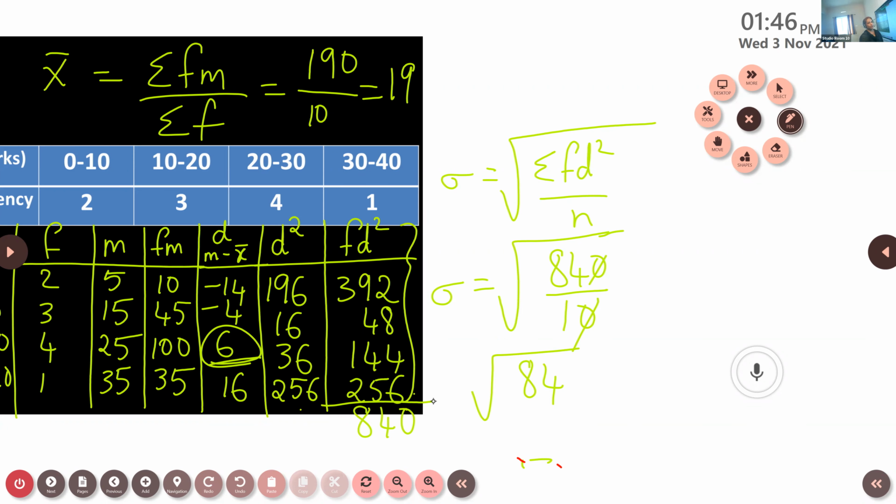See, first you have to see what number is near to 84. When you square any number near to 84, which number is coming? 81. That means 9 into 9, right? So 9 onwards it will start, 9 point. The answer is 9.165. You should know how to do the square root, otherwise it will be difficult, okay?